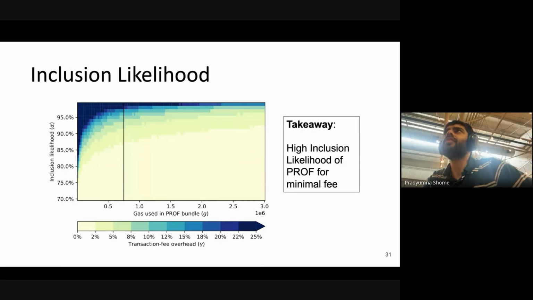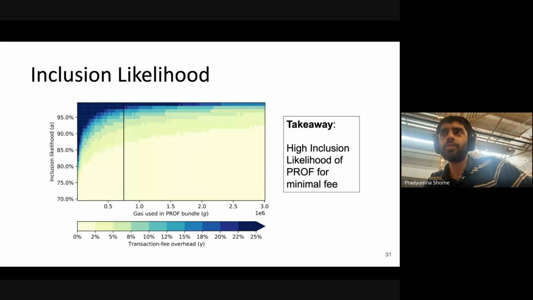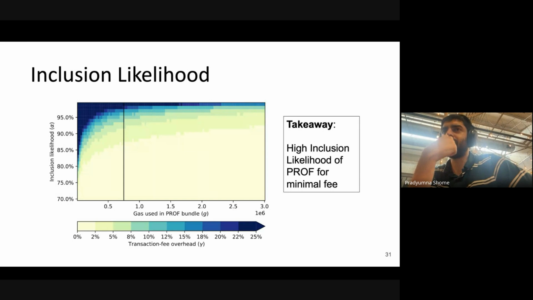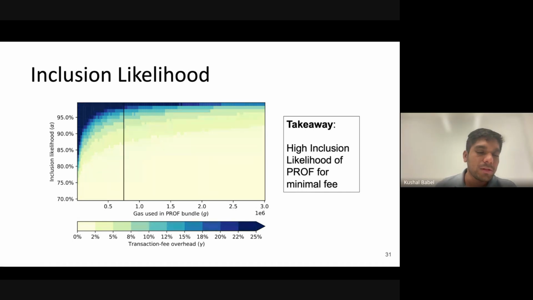That makes sense. So I know that the more private order flow you get, the better the chances of you winning the PBS auction. So I'm wondering why the PROF bundle would see better MEV than the PBS bundle, because that is already encompassing private order flow, right? These transactions are sent only to PROF.